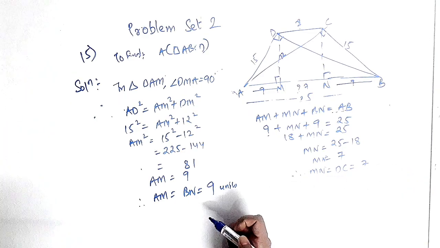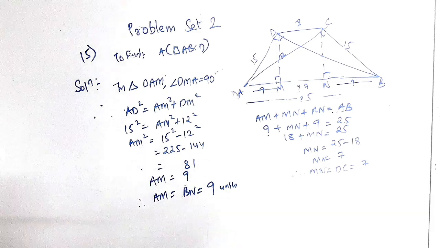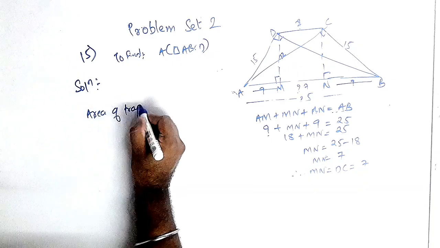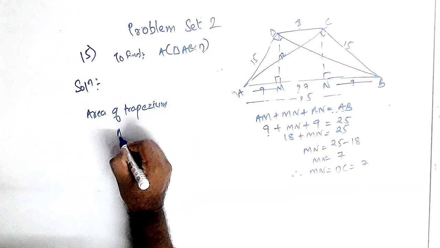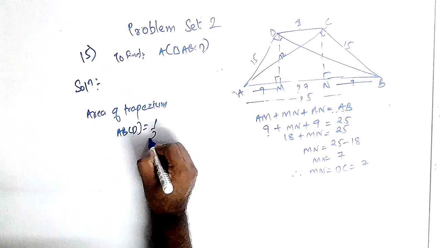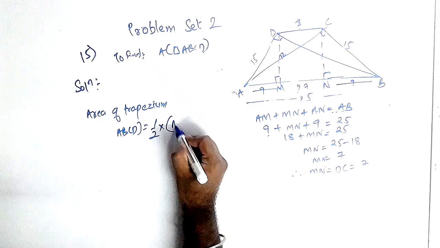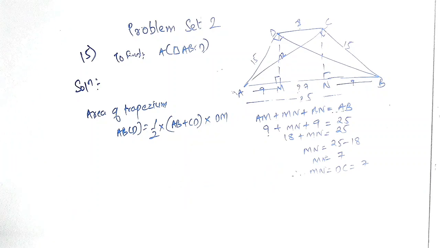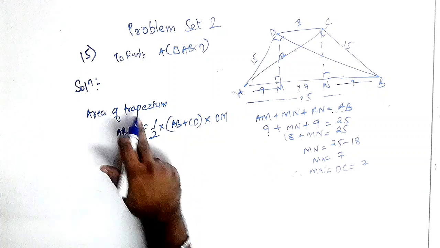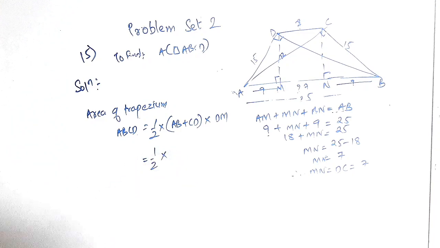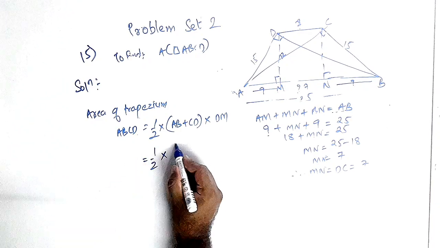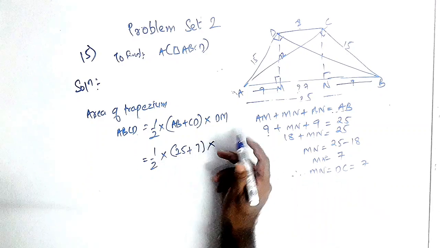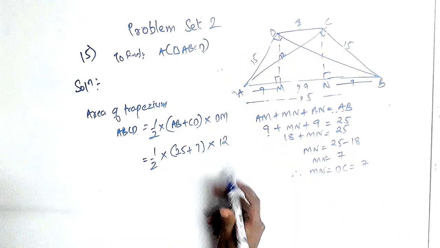Okay, now as you know the area of trapezium, I'll clean this. Area of trapezium ABCD is equal to half into sum of parallel sides. Sum of parallel sides is AB plus CD into height. Height is DM. Okay, so we will just write half into, what is AB? AB is 25. CD is 7. Now we found into DM we found it was 12.